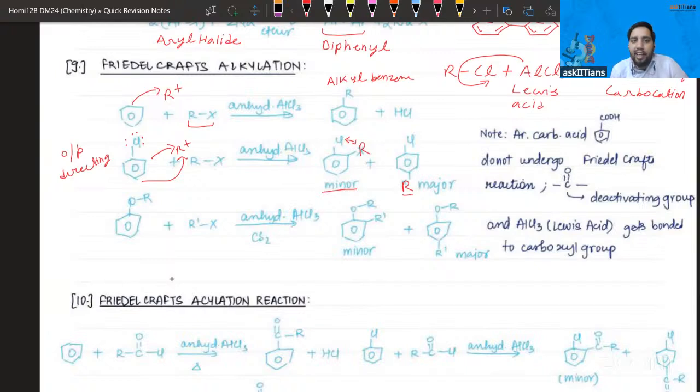Similarly, if we have any group which is ortho para directing, that is going to produce ortho and para products. Any group which is meta directing is going to produce the meta product.